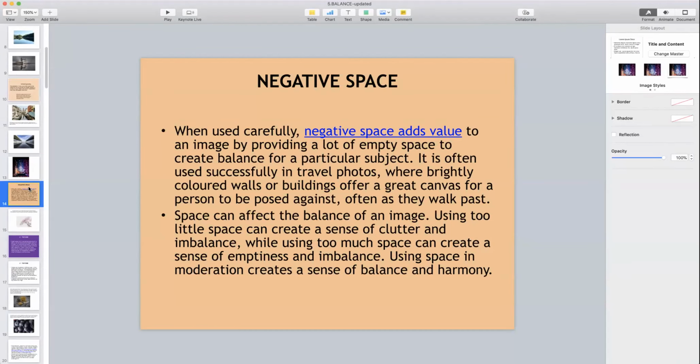So now we will talk about negative space. ये negative space का बड़ा चक्कर होता है photograph के अंदर. We will discuss here quickly for your benefit.